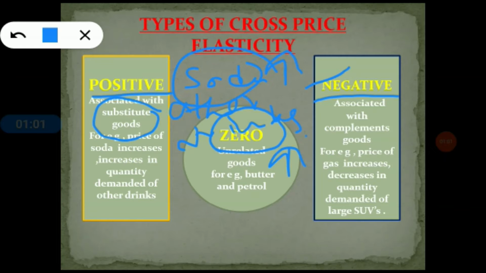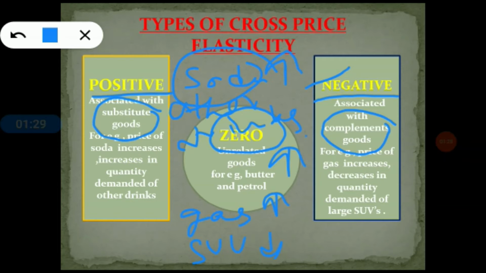Now we are going to the next type, that is negative cross price elasticity. Negative cross price elasticity is associated with complement goods. So gas and SUVs are two goods which are complements to each other. So if the price of gas increases, the quantity demanded of large SUVs will decrease, because both goods are complementary to each other. Clear?